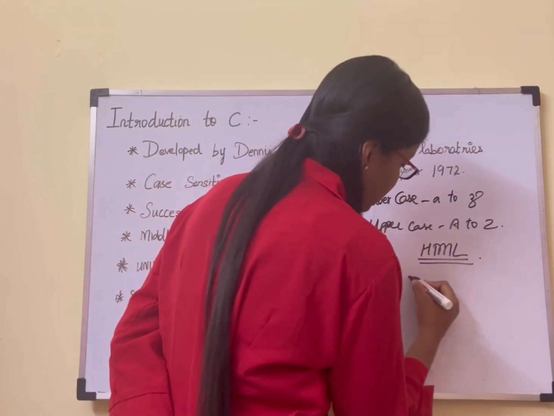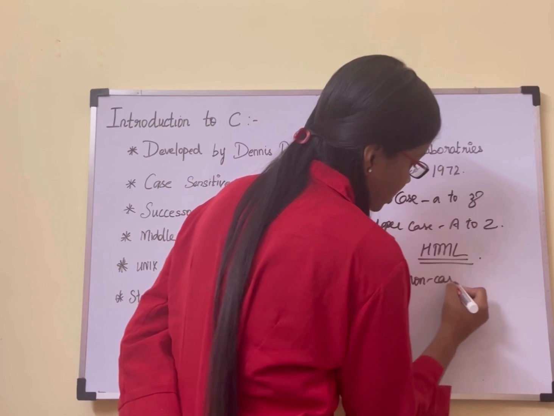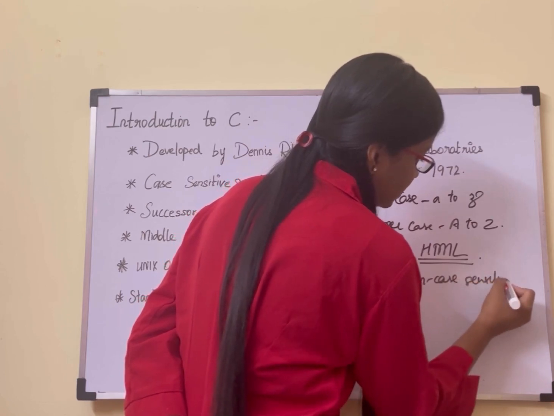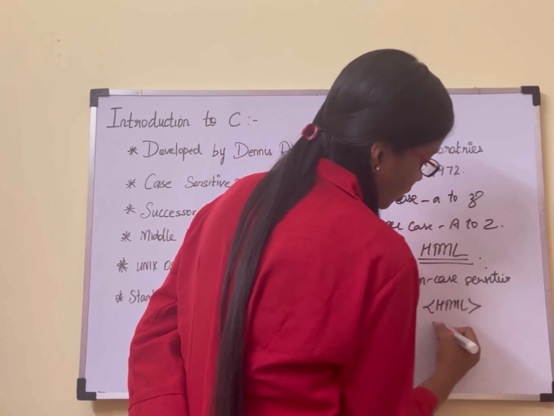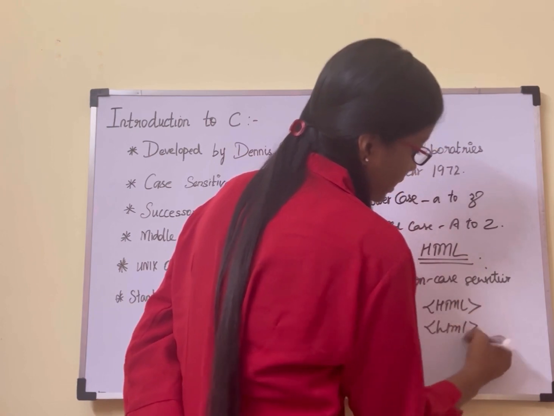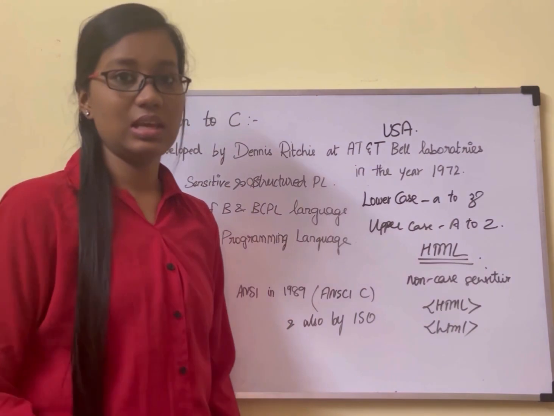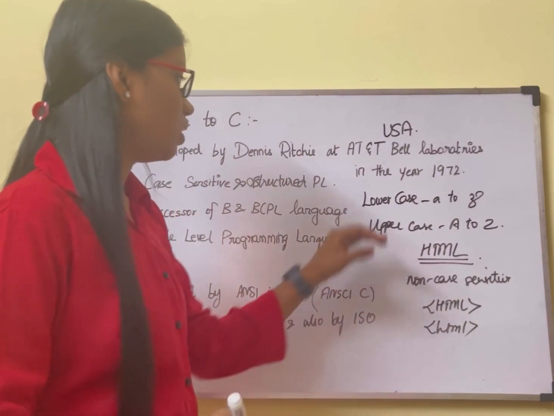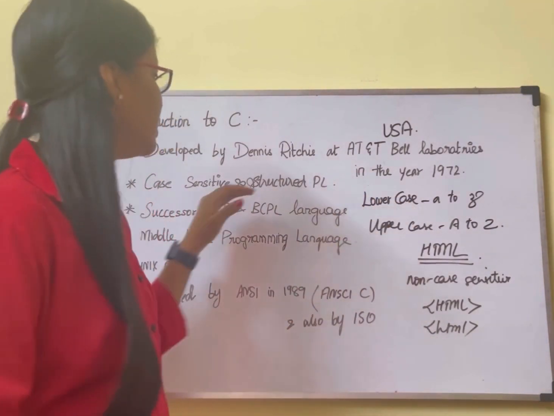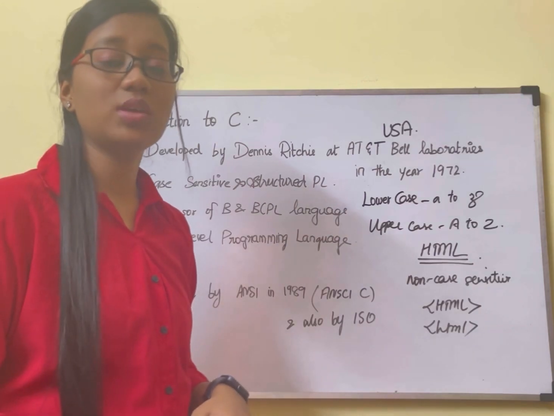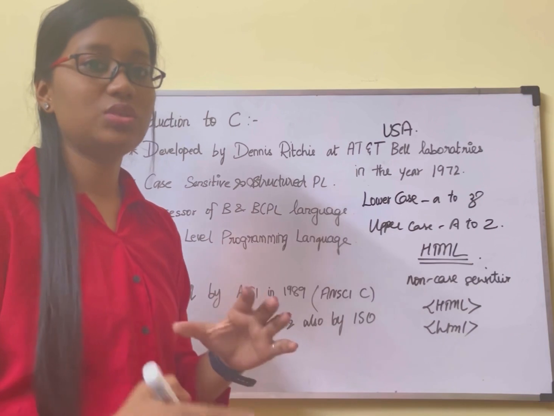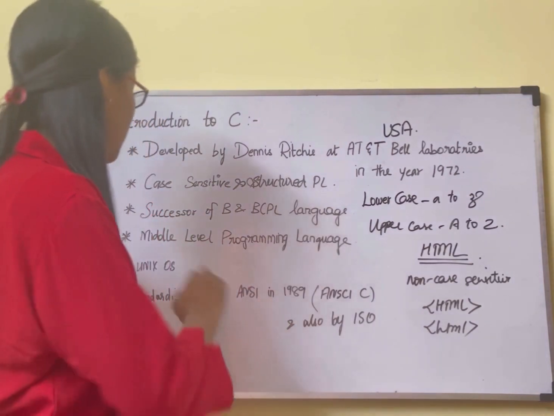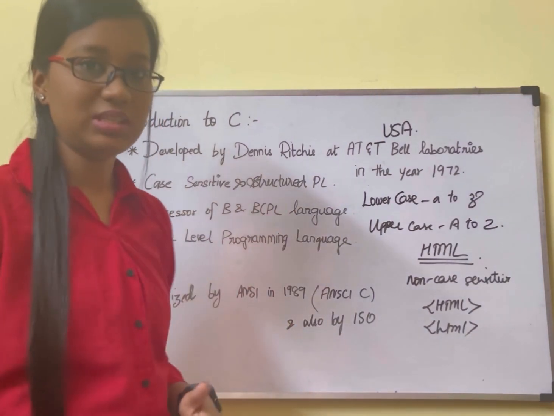HTML is a non-case sensitive language. Non-case sensitive means we can write the codings, the tags, in both uppercase and lowercase. There won't be any error. But in C, we have to use only lowercase. Then it is a structured programming language, because a C program has a specific structure, which we have to go through. Then it is a successor of B and BCPL language.